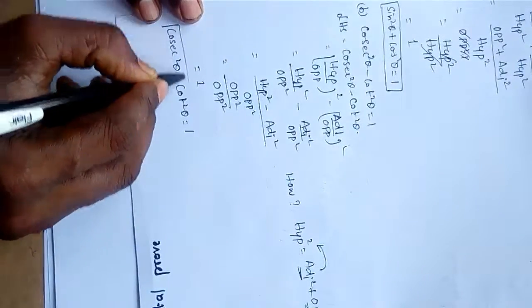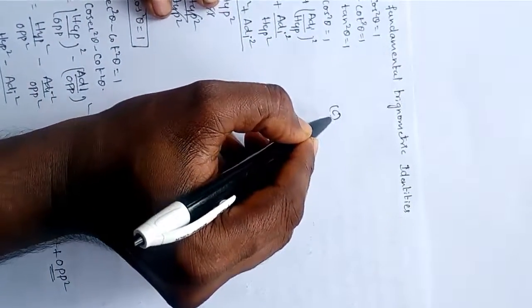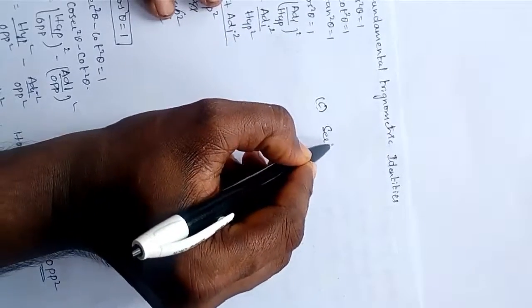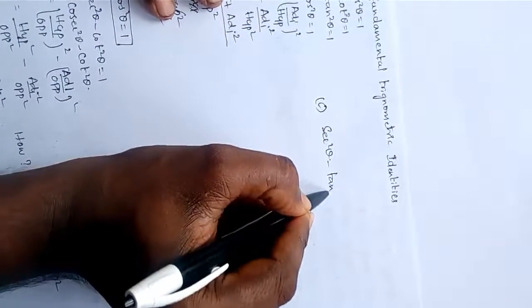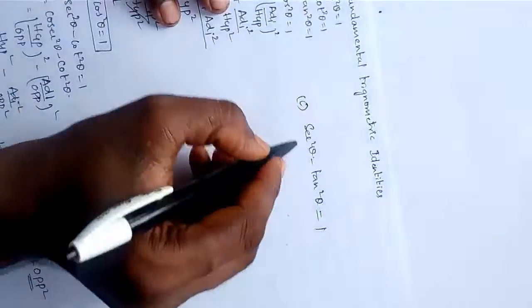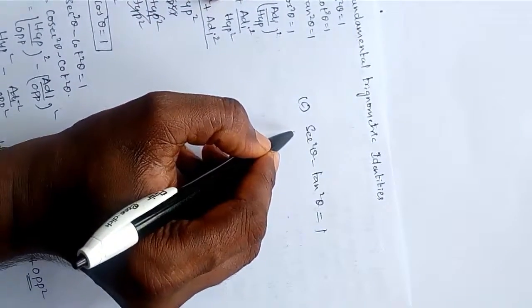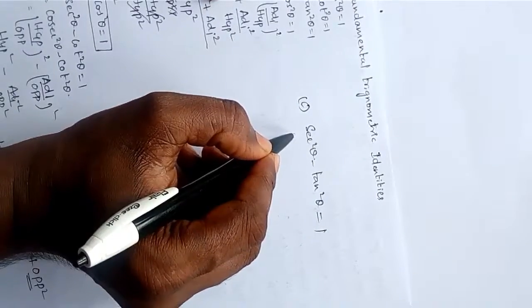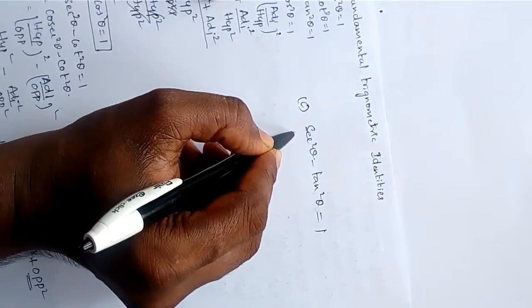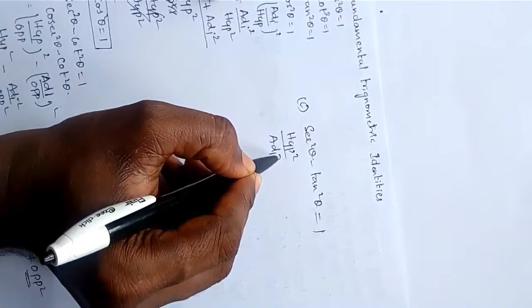So this is the proof for the second fundamental identity. Let's come to the third one, that is C. C is secant square theta minus tan square theta, that is equal to 1. Okay, so same as the previous proof, we can directly substitute the fractions. Secant is the reciprocal of cos. Cos can be written as adjacent by hypotenuse. So I am writing this as hypotenuse square by adjacent square. Directly I am writing here.